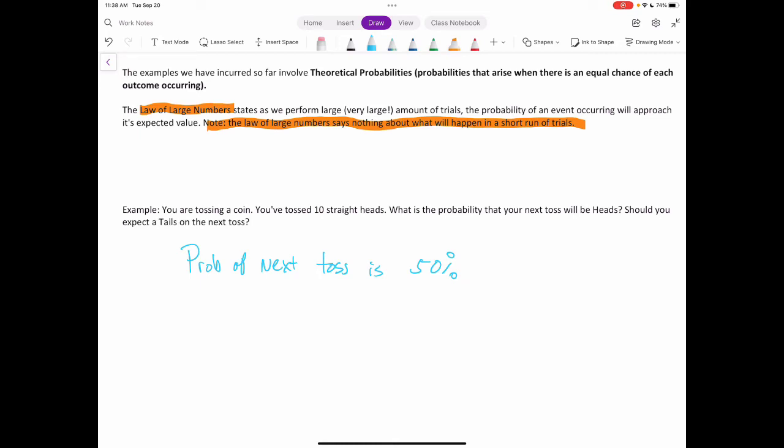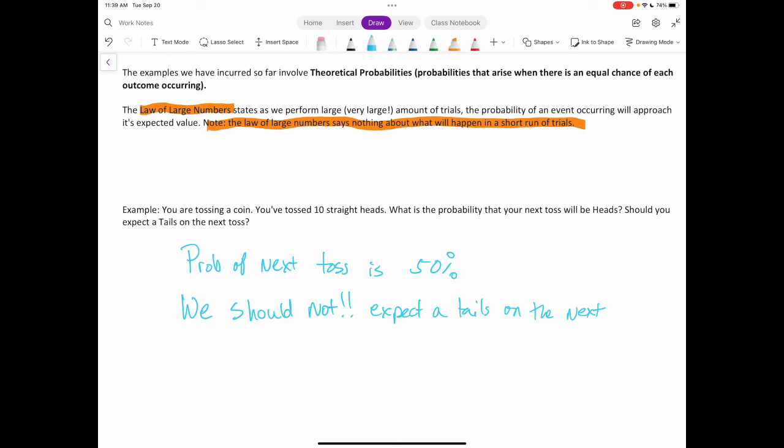Okay, should you expect a tails on the next toss? We've tossed 10 straight heads, right? That does seem a little weird, but should we expect a tails on the next toss? We should not. Okay, very important. We should not expect a tails on the next toss. Okay, and why is that? There's this kind of concept of the law of averages, right? Like I'm due for a heads, right? Or I'm due for a tails. No, in the short term, there's no guarantee that you're due for anything, right? All we can say is that in the very, very long term, then yes, things will begin to even out. But in the short term, we have no idea what's going to happen.